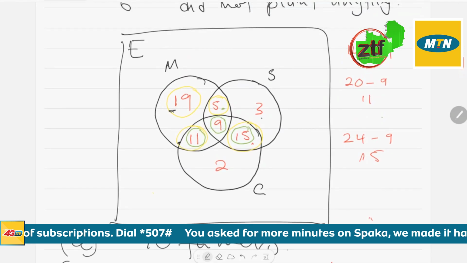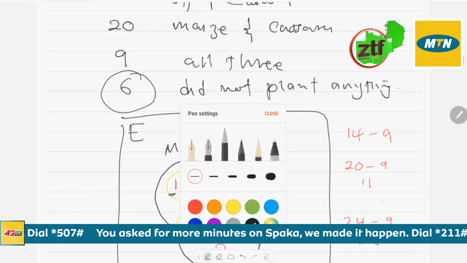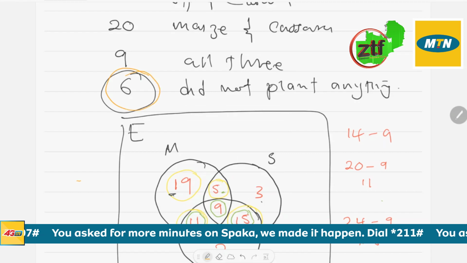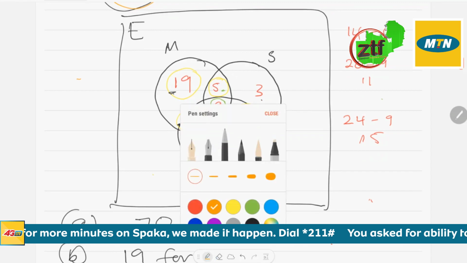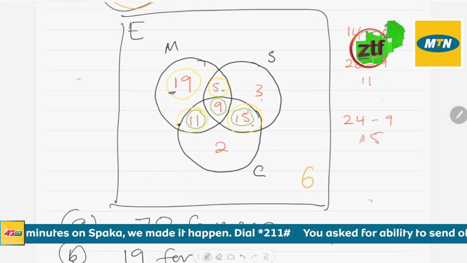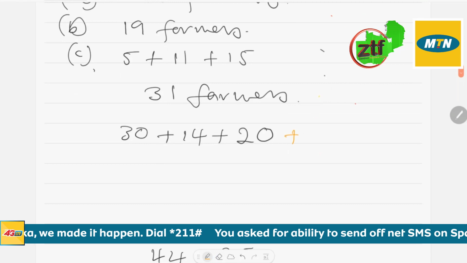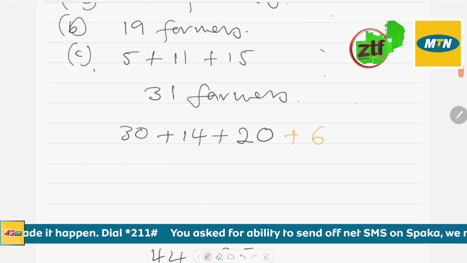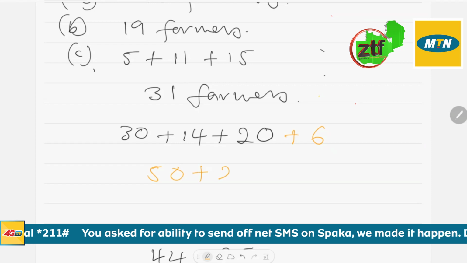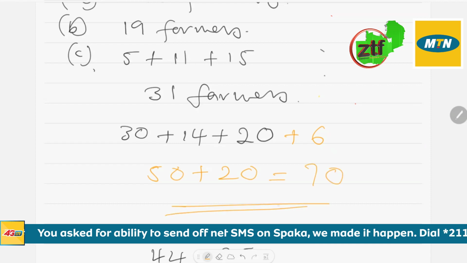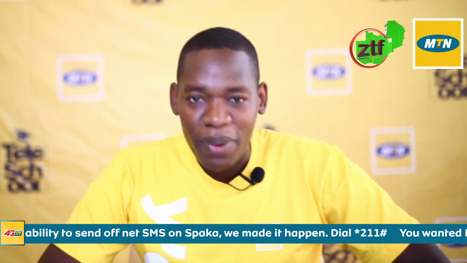Then one thing that we also need to realize is that there is this part. We are told that 6 farmers did not plant anything, implying that we have 6 farmers outside the 3 sets. So we have 6 farmers in the universal set outside the sets. So we need to add 6 on the list, so that we have 20 plus 30, we have 50, then plus 14 plus 6, that will give us 20, and in total we have 70 farmers. All right, so that is how you answer question number 1.